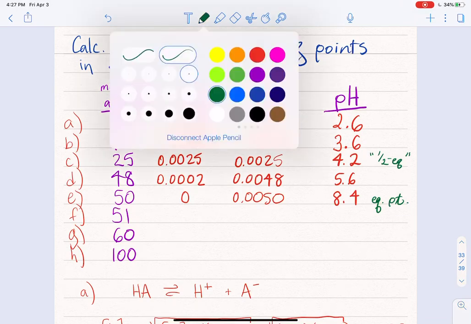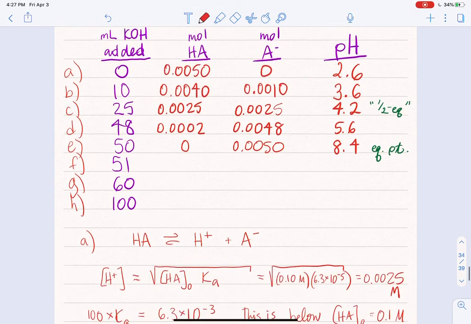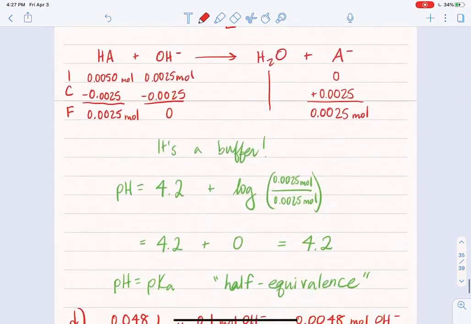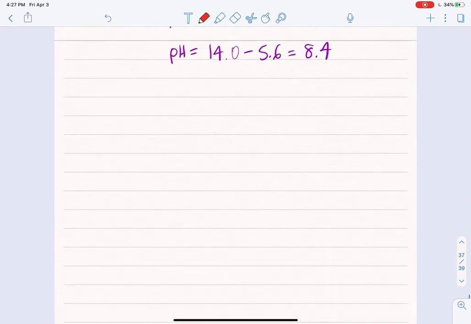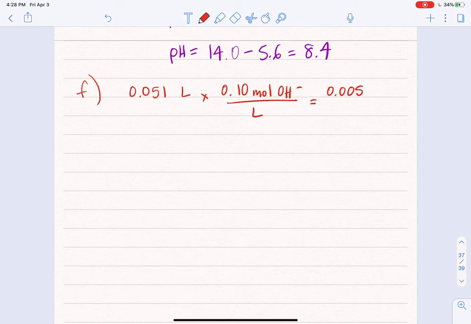So I'm gonna call that calculation number F, and we can go down here to figure out what's going on in that case. So once I have added 51 milliliters total, I'm beyond equivalence, right? I have 0.051 liters of the 0.1 molar KOH, or hydroxide. That's really the important part. So that's equivalent to adding 0.0051 moles of hydroxide.